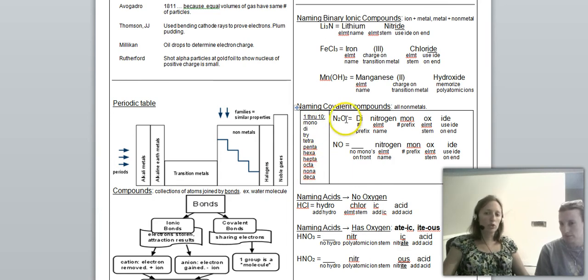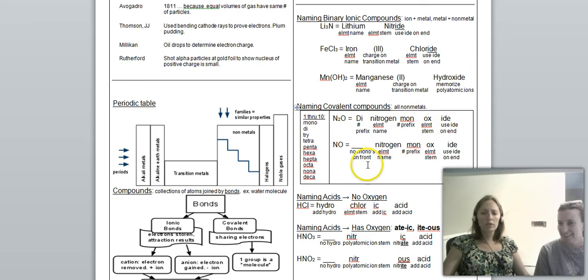So for N2O, that's 2 nitrogens and 1 oxygen. So that's going to be di, nitrogen, and then you need to stick in the mon for oxygen. So this is monoxide. It's not monooxide. They'll drop vowels if they need to in order to make it sound better. Because if they had another O, this would be monoxide. That would be fun, I guess.